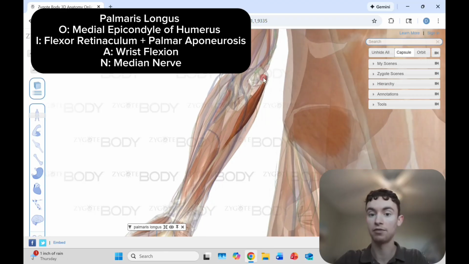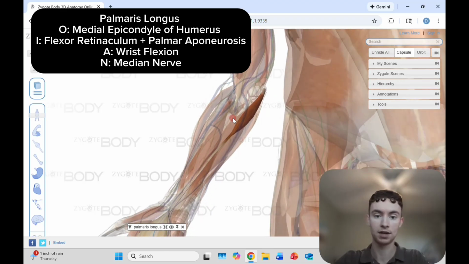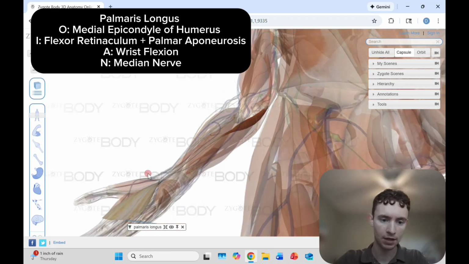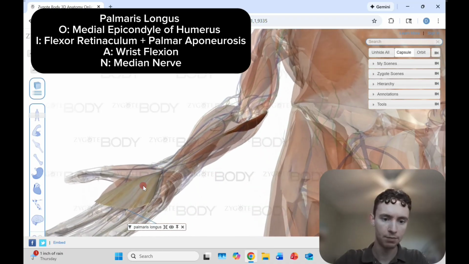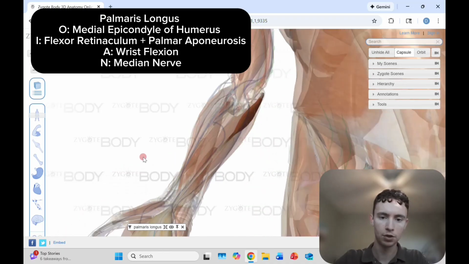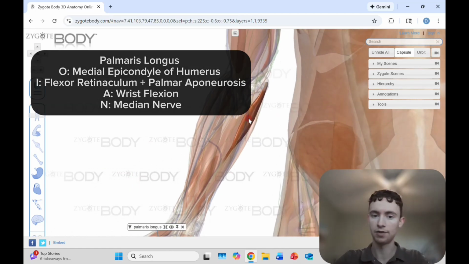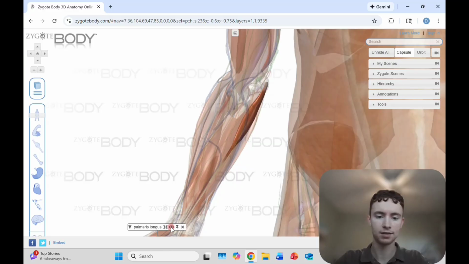This is also known as the common flexor tendon of these 4 muscles that we're going to cover for the superficial layer. Sends a tendon all the way down to the hand to the palmar aponeurosis right here, which is responsible for stability of the whole entire hand and helps with flexing the hand. And also innervated by the median nerve. So we can go ahead and hide that one.